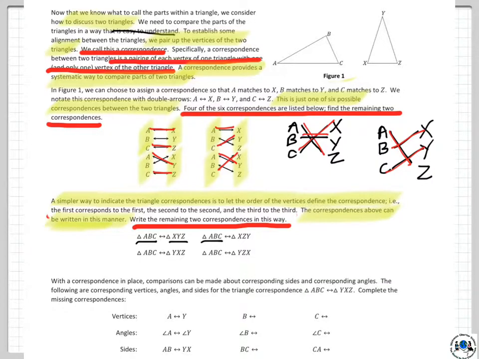Or we could say ABC to YXZ, and on, and the next and the next. Okay, so there are two more. Would you go ahead and write those over here?